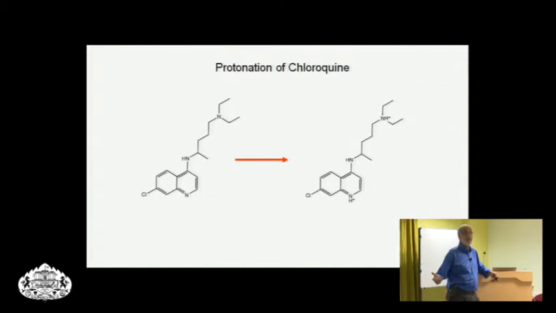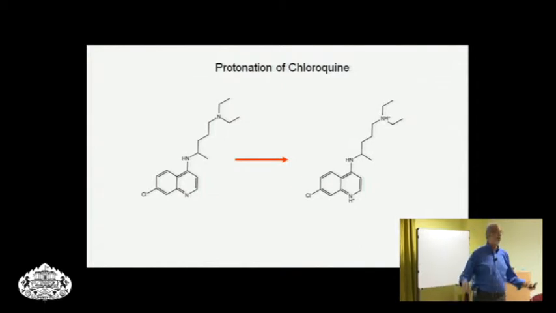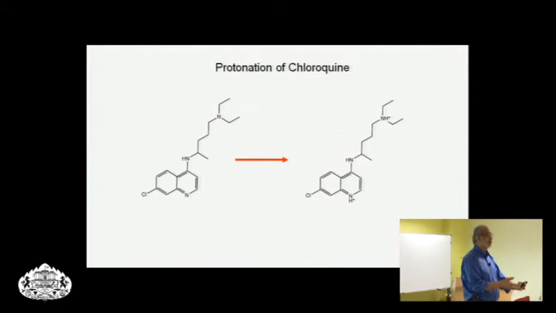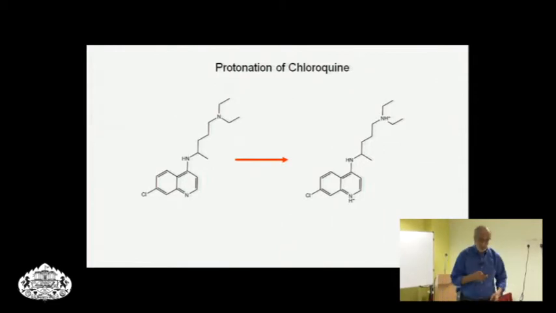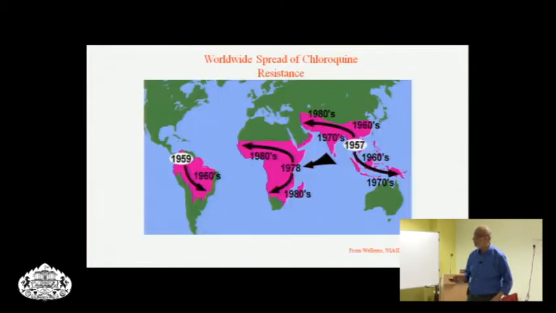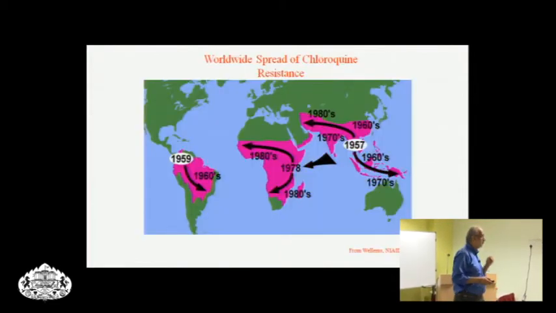So if you have any mechanism, so you get all this chloroquine pouring into your food vacuole, which is your stomach essentially if you are a malaria parasite, and if you can figure out how to vomit it out, that can help. So that's what the parasite figured out. The parasite figured out how to vomit chloroquine out, and that caused a huge problem. It created a huge problem in the world.